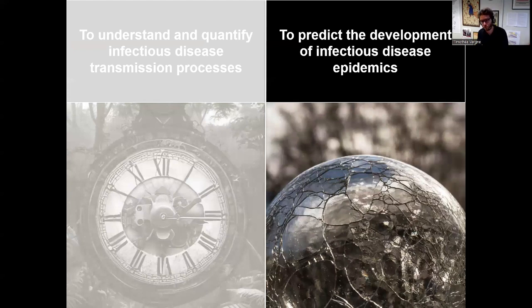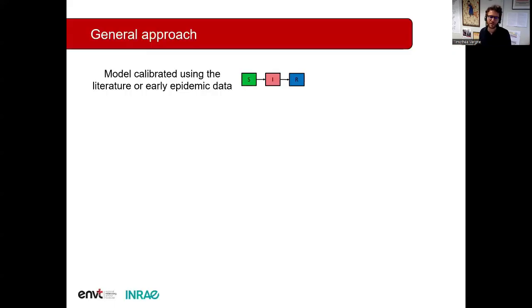So to predict something that is not being seen at the moment, the general approach is that usually we have a model that is already calibrated. So we have a model and we have assigned values to the parameters.